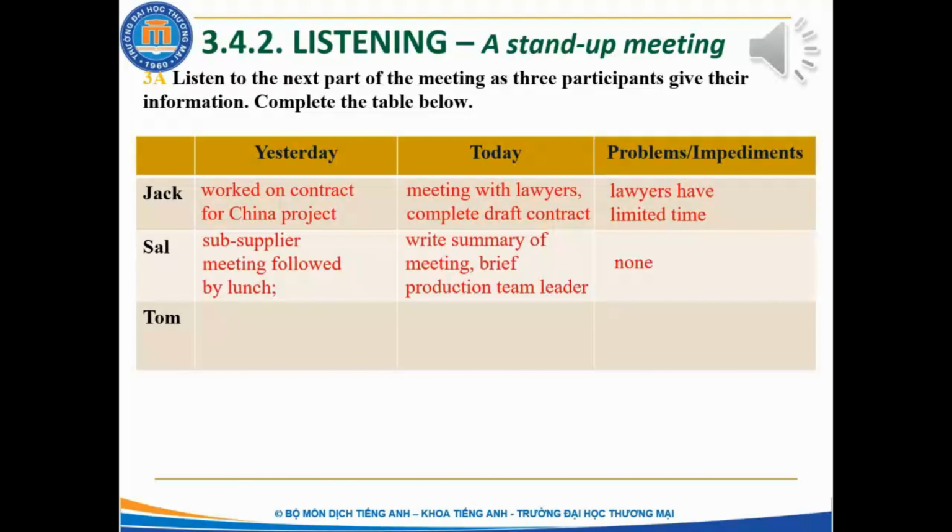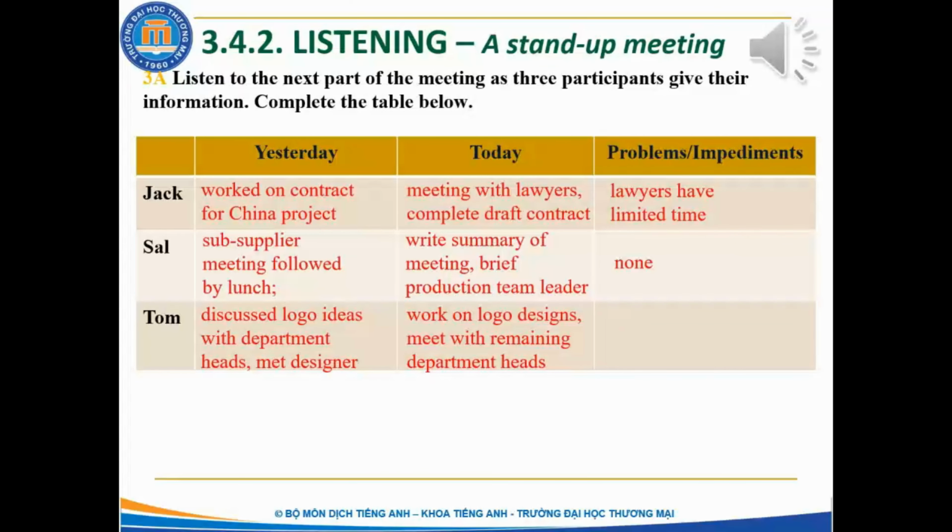Alright, so what about Tom? What did he do yesterday? What is he planning to do today, and any problem with him? Okay, so let's see the answer on the screen. Yesterday he discussed logo ideas with department heads and he also met a designer. And today he's going to work on logo designs and meet with the remaining department heads. And he said that he has a problem that not all departments are available.